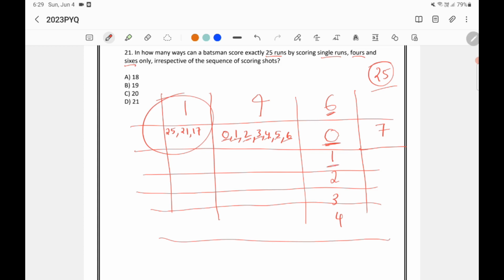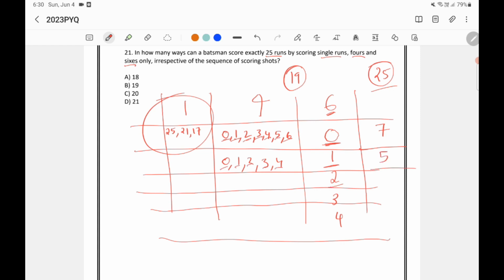Now let's say I am hitting 1 six. 1 six means 6 runs are already gone, and the balance is 19 runs. In those 19 runs I can score 0 fours, 1 four, 2 fours, 3 fours and 4 fours. That is the maximum, 4 into 4 is 16, right? So here how many possibilities are there? 1, 2, 3, 4, 5. 5 possibilities are there.